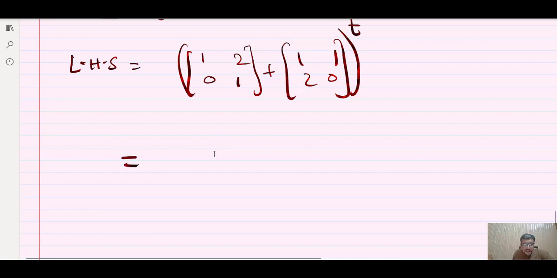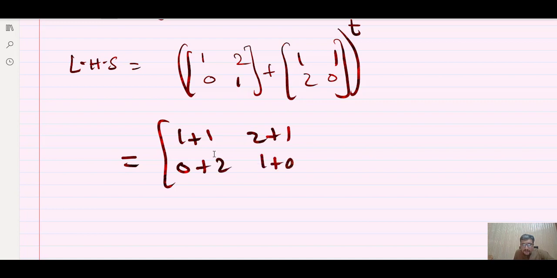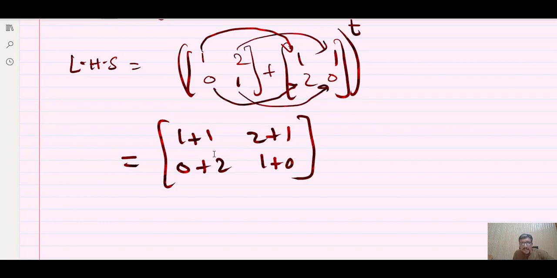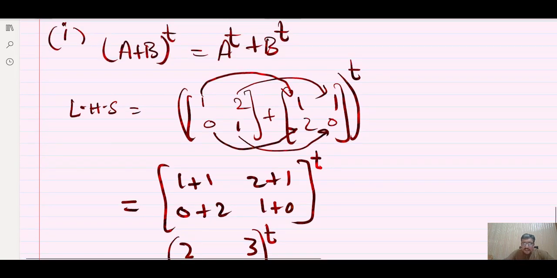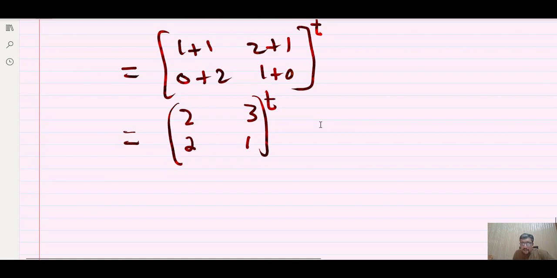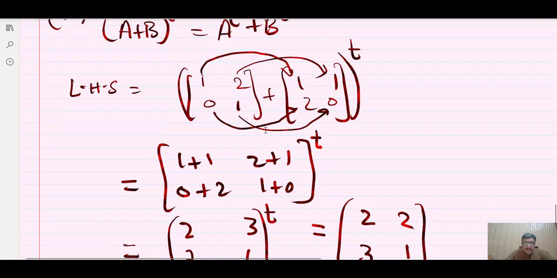If I add these values, 1 plus 1, 2 plus 1, 0 plus 2, 1 plus 0, this one is added with this one, this 2 with this 0, and so on, in the same positions where they are present, and then we will take its transpose. So 1 plus 1 is 2, 2 plus 1 is 3, 0 plus 2 is 2, 1 plus 0 is 1. Now we will take its transpose. If I take its transpose, the rows change into columns: 2, 3, and this row into column, it will be 2, 1. So we have found the left hand side.